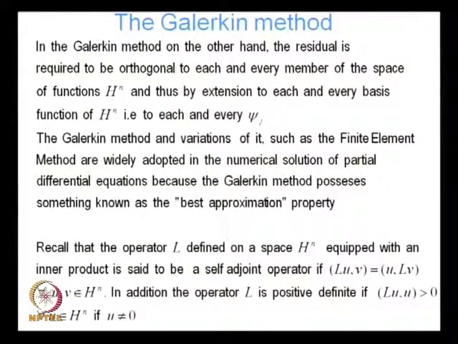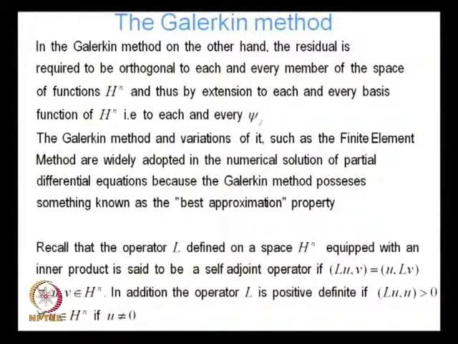In the Galerkin method, on the other hand, the residual is required to be orthogonal to each and every member of the space of functions Hn, and thus by extension to each and every basis function of Hn. That is, it is required to be orthogonal to each and every psi j. The Galerkin method and variations of it, such as the finite element method, are widely adopted in the numerical solution of partial differential equations. Why?